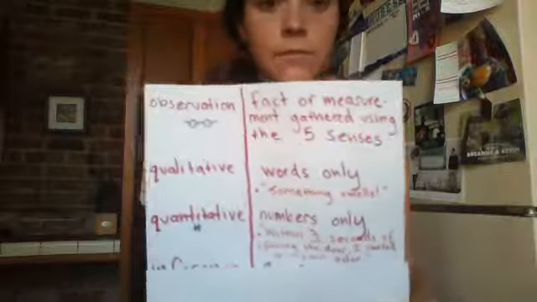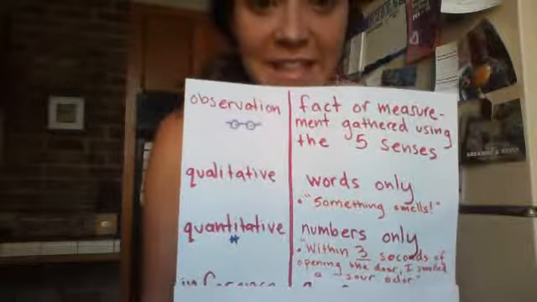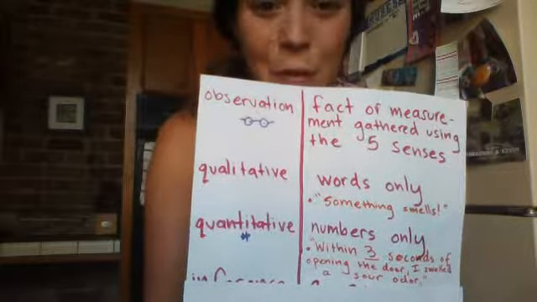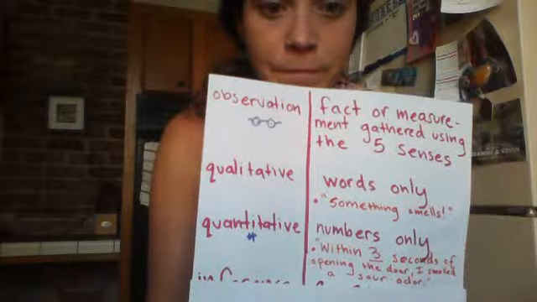So let's write that as our example. Within 3 seconds of opening the door, I smelled a sour odor. Okay, so I noticed something, and first it was qualitative, but then I wanted to make it more specific, so I did quantitative. And now it kind of makes me think. After you observe something, you're going to think, well, what was that? What could have smelled?